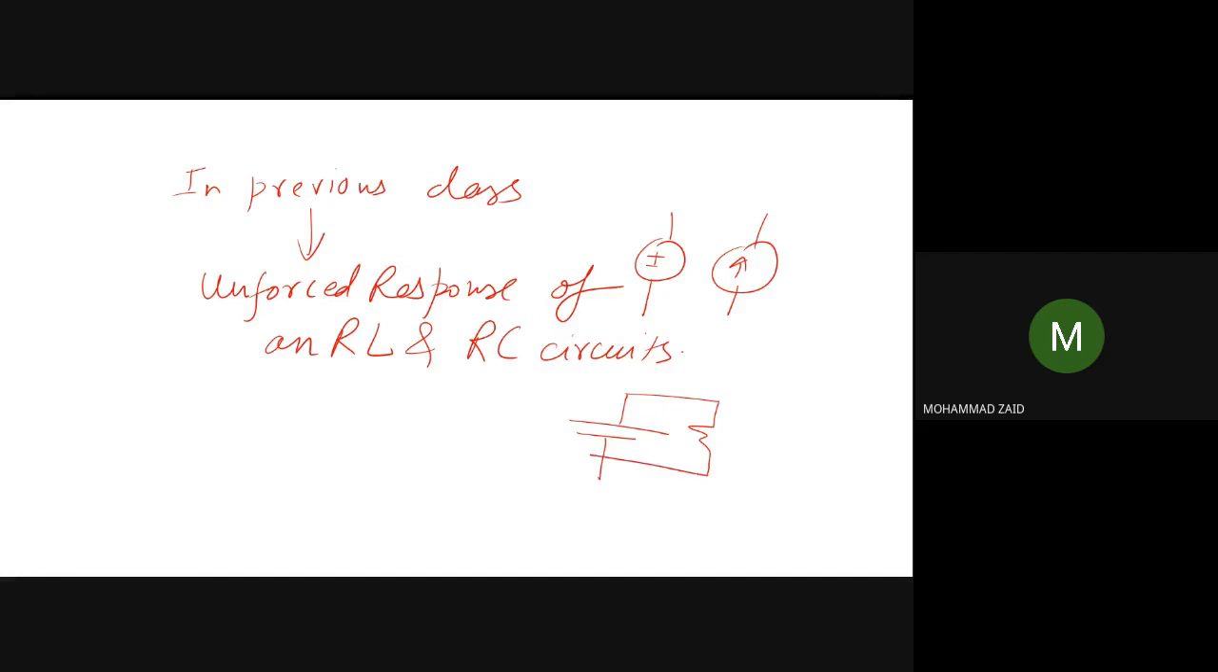Now, in today's class, we will try to have such kind of circuits in which we can have a forced circuit. That means we will try solving circuits in which we will have an independent voltage source, or an independent current source permanently connected to the system.